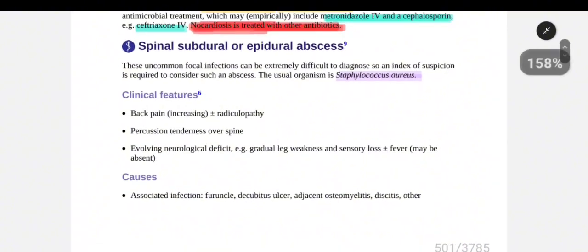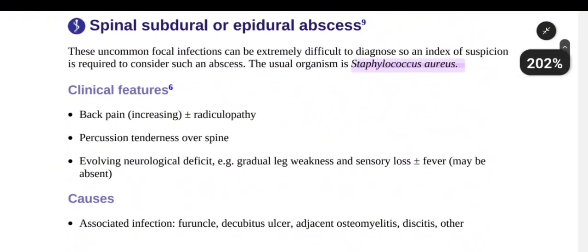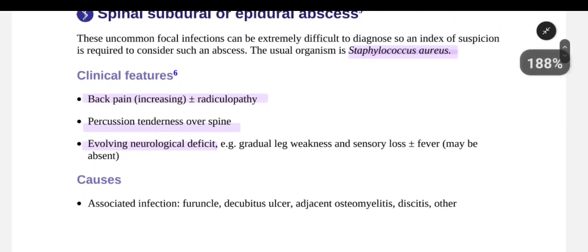Symptoms are usually due to the compression of the spinal cord. It could be back pain, increasing back pain, and radiculopathy, percussion tenderness over the spine, or evolving neurological deficit like gradual leg weakness and sensory loss. Fever may be absent.